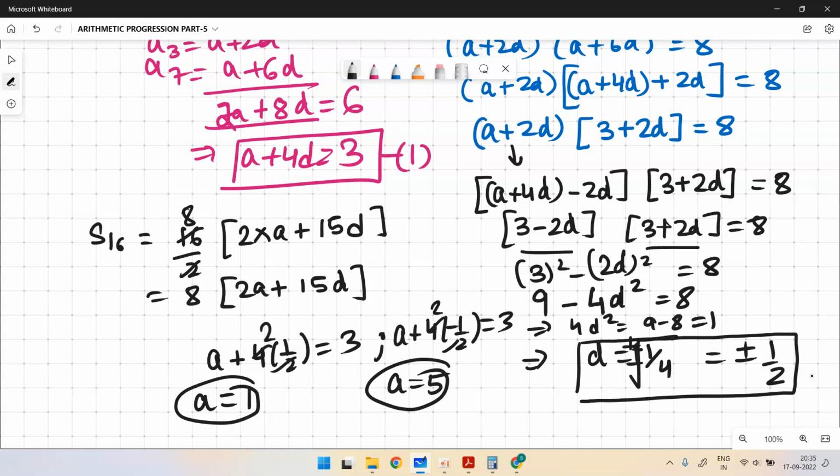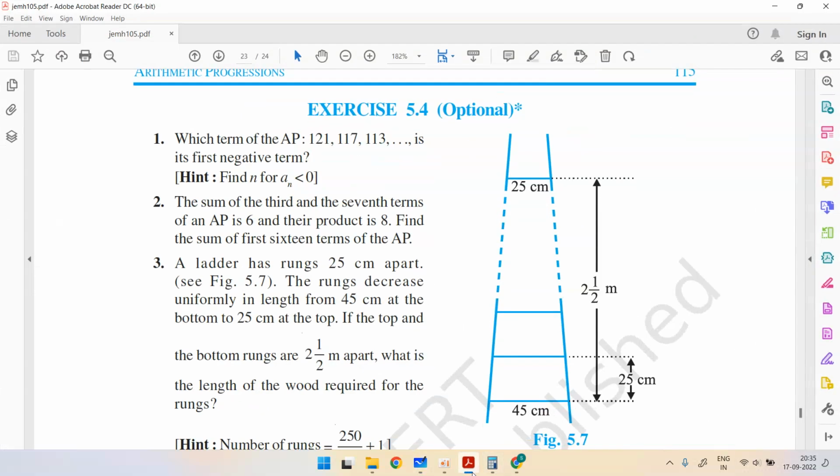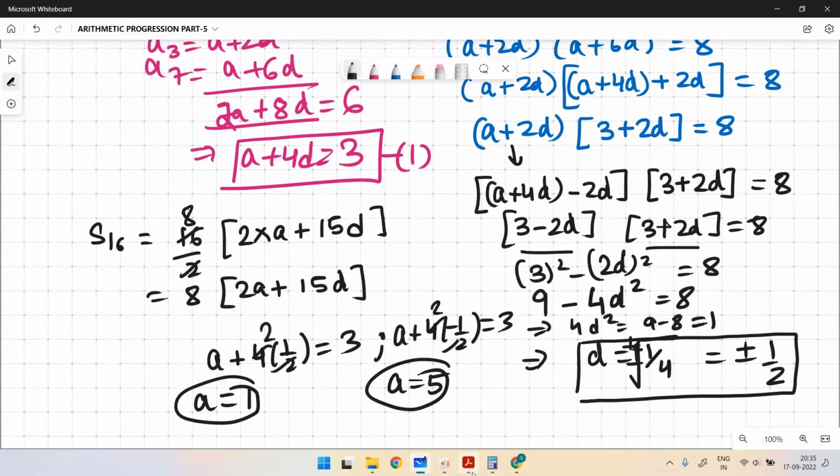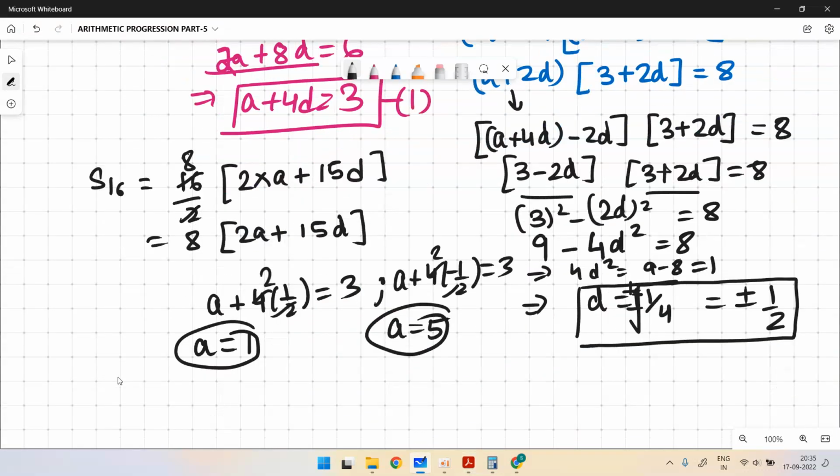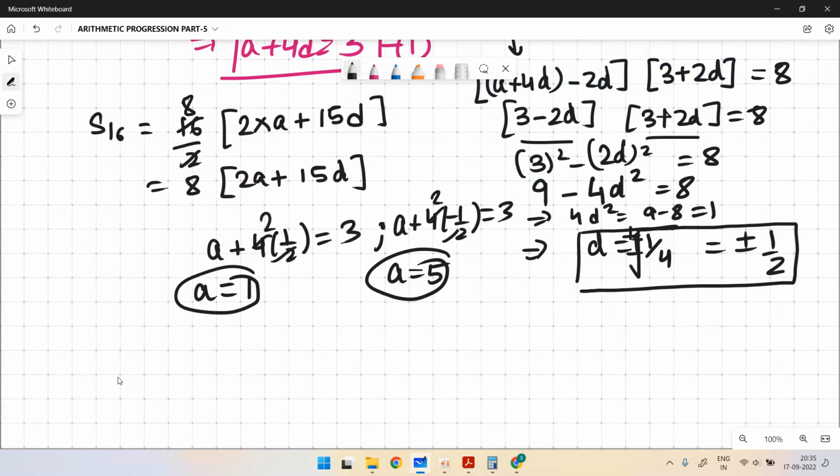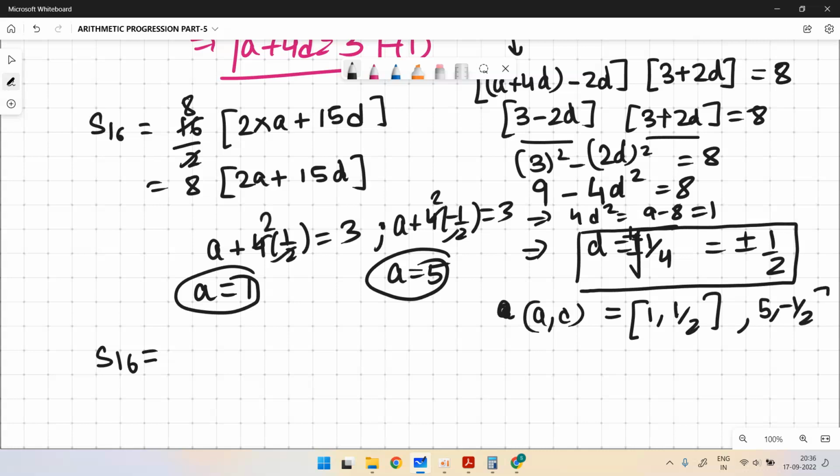Is there anything given about the series? Not given. So both of them can be correct, and we substitute these values. For the pair, a is 1 and d is half, and for a is 5, d is minus half. There are two values.